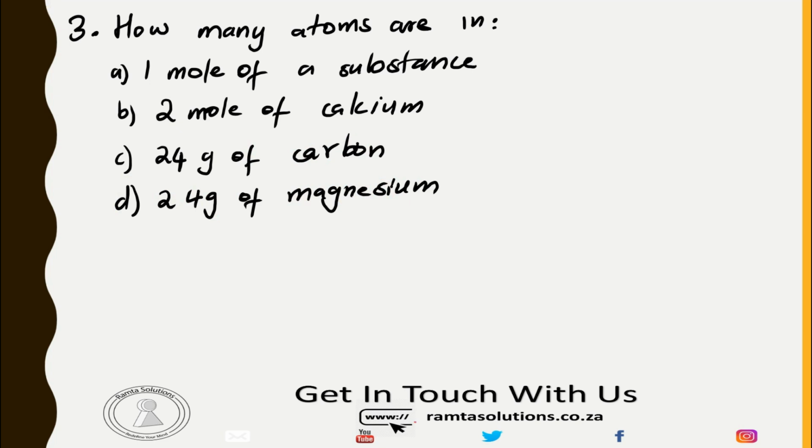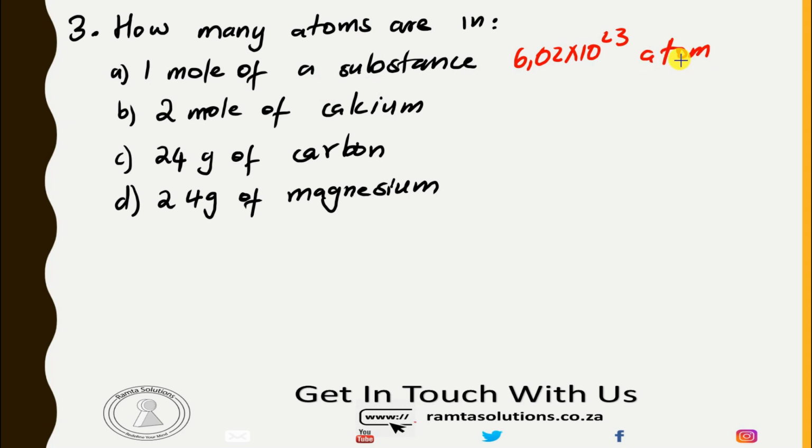So our solution is this. By now, you recall that we said 1 mole of a substance is equivalent to 6.02 times 10 to the 23 particles. Particles could include atoms, ions, or anything. Okay? So, in this case, they ask how many atoms are in 1 mole of a substance. For this one, the answer is simple. It's 6.02 times 10 to the 23 atoms.